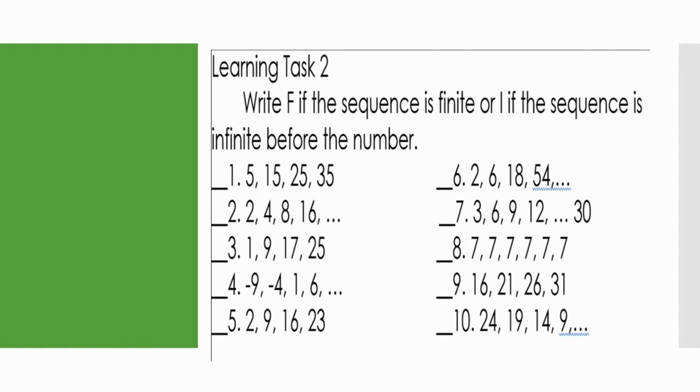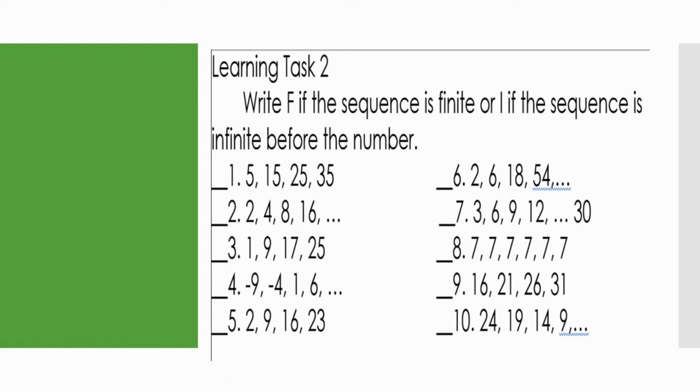Number 4, we have negative 9, negative 4, 1, 6, and so on. So this is infinite. Number 5, 2, 9, 16, 23. So we have the last term, which is 23. Therefore, this is a finite sequence. For number 6, we have 2, 6, 18, 54, and so on. That's why this is an infinite sequence. Number 7, we have 3, 6, 9, 12, up to 30. So the last term is 30. Therefore, this is a finite sequence. Then number 8, we have 7, 7, 7, 7, 7. So this is a finite sequence as well.